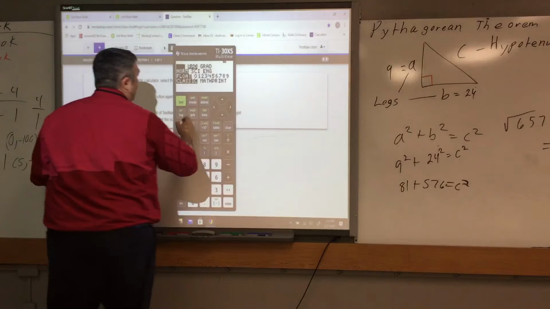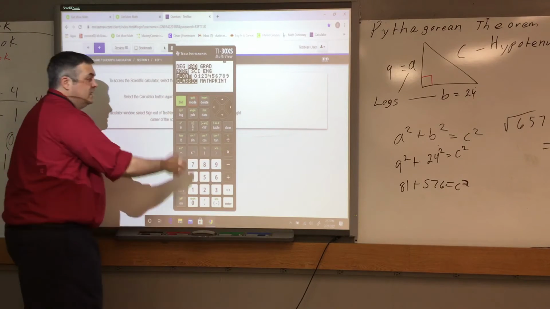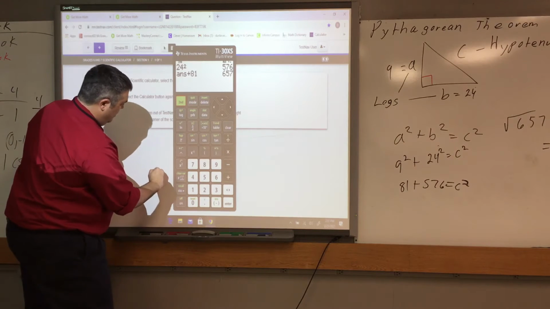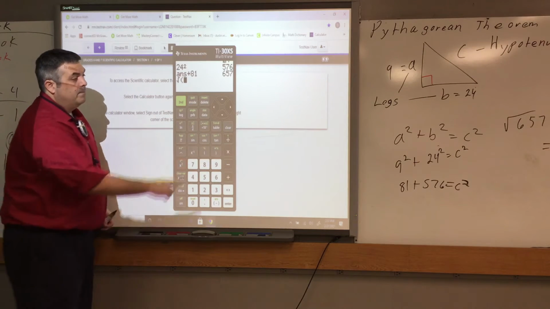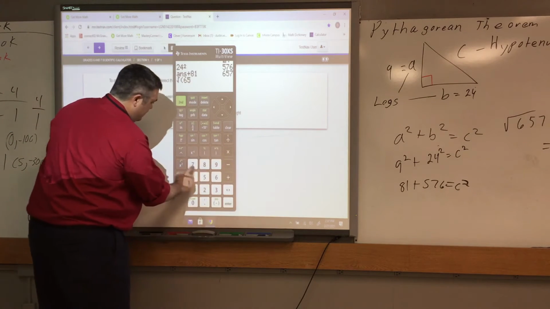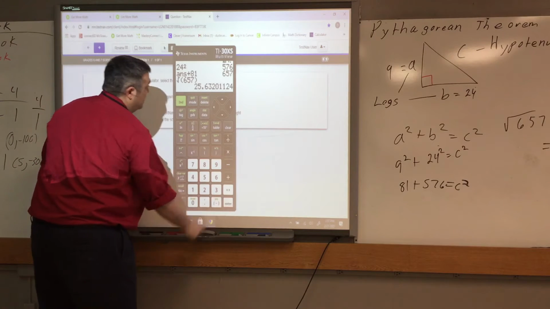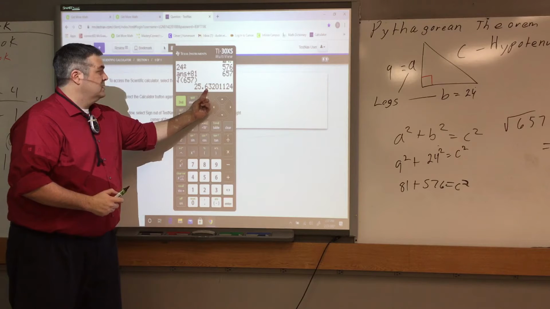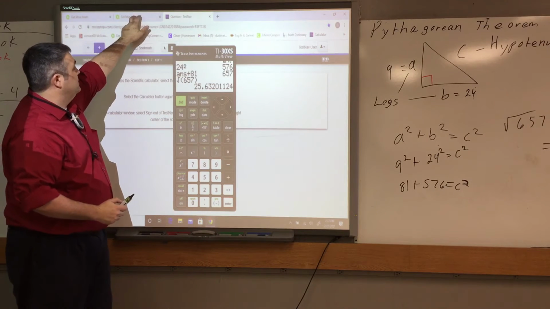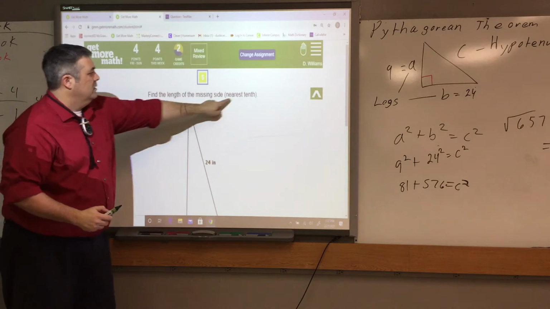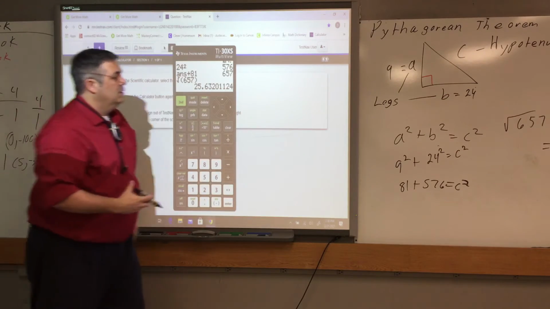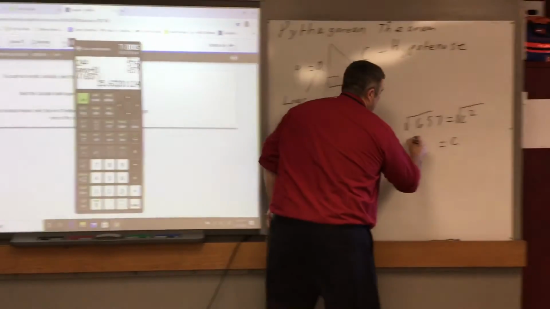So again, I'm already in classic, so I can stay there. Second, square root, 657, close it in, hit enter. 25.63, 25.6, because I'm betting it's saying round to the nearest tenth, but let's check just to make sure. Nearest tenth, 25.6.